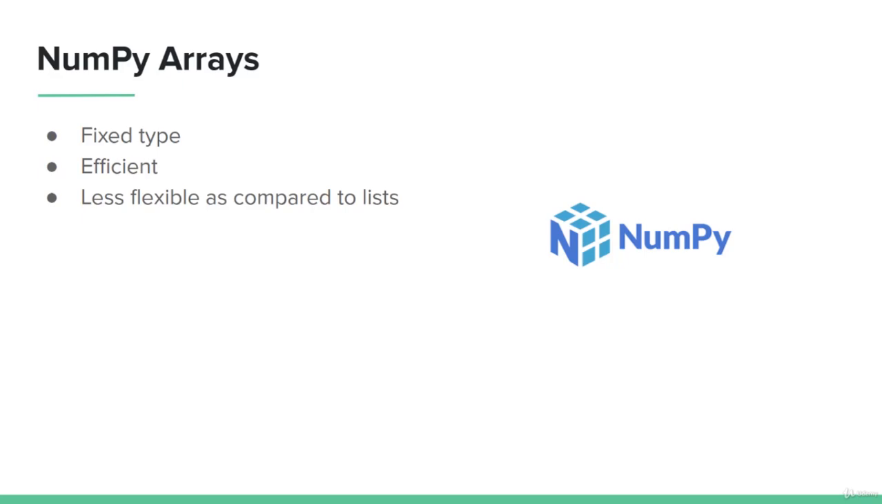So here we have the NumPy arrays which come to the rescue, and these are basically used for data storage because they have a fixed type. So rather than lists, we cannot assign different data types to a single NumPy array. All of the values in a particular NumPy array will have one data type, and they are efficient and they are less flexible as compared to lists.